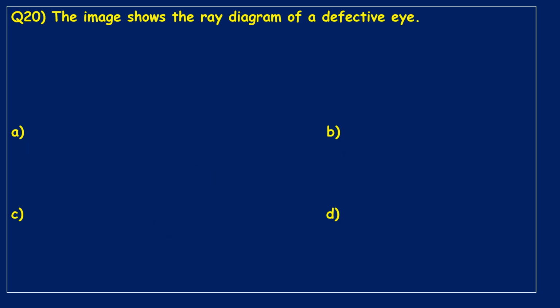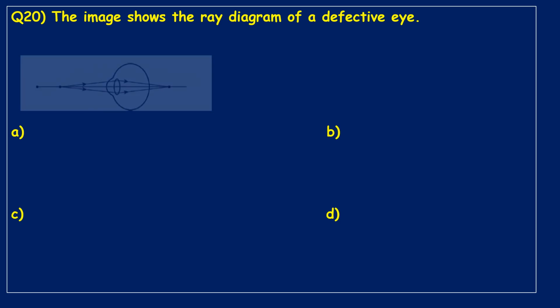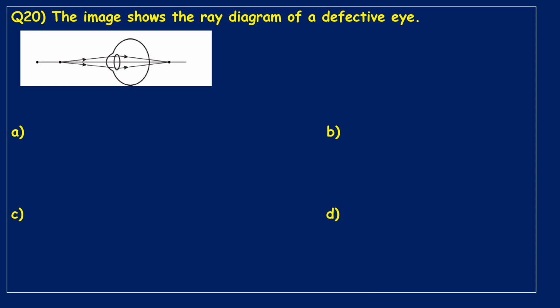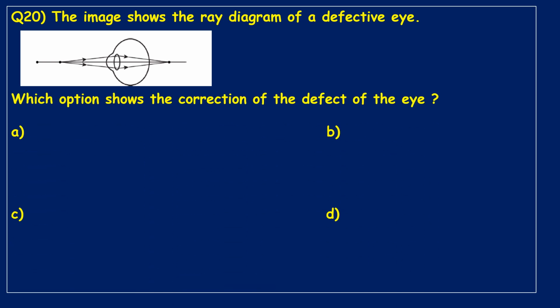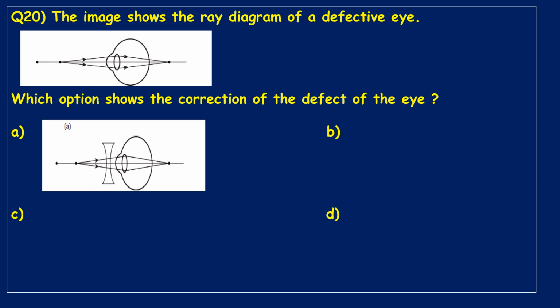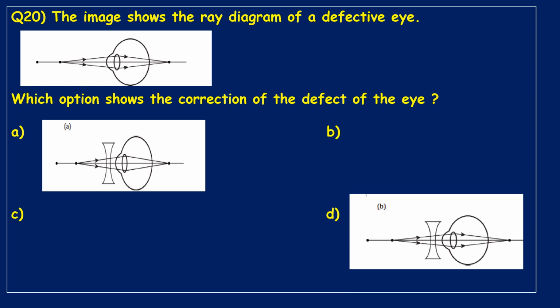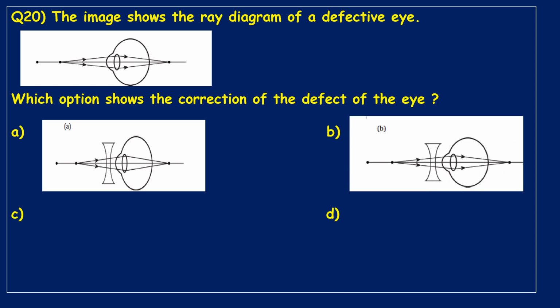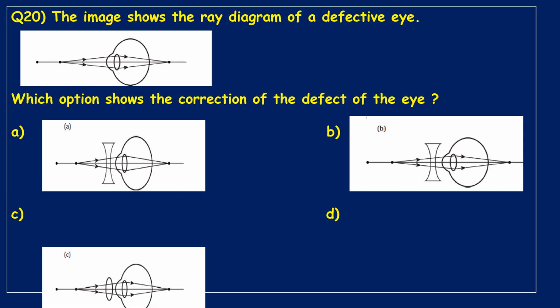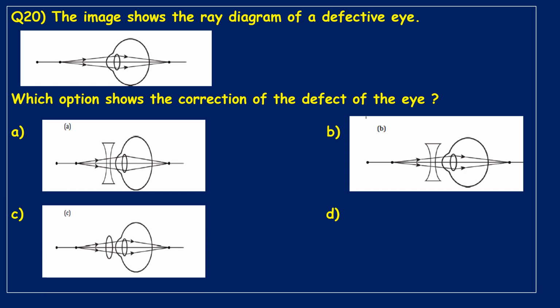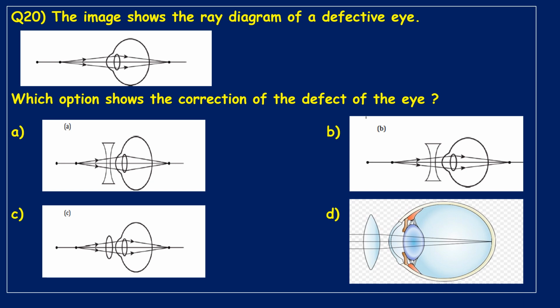And the last question. The image shows the ray diagram of a defective eye. See this one, right? This is the defective eye. Which option shows the correction of the defect of the given eye? See option A, some concave lens is used, and option B also concave lens is used, and option C convex lens is used, and option D also convex lens is used.